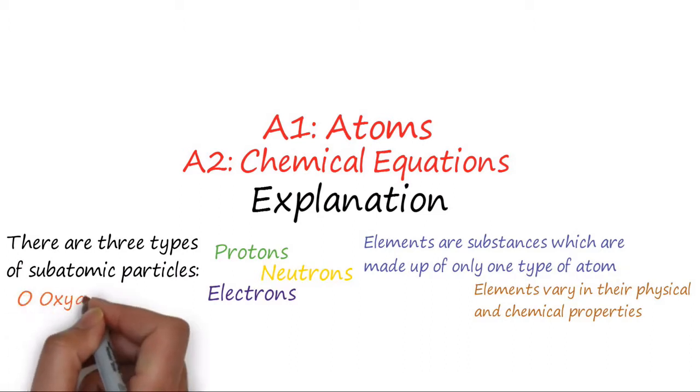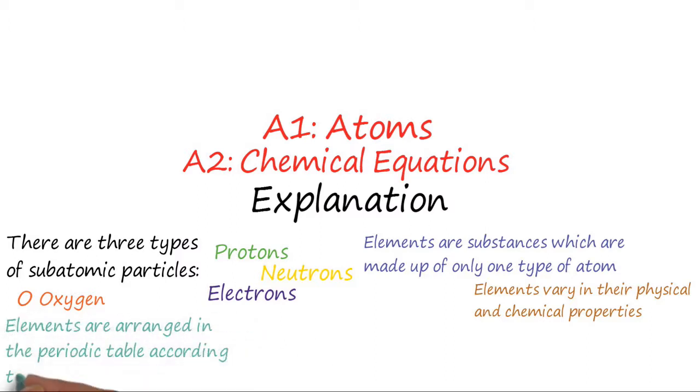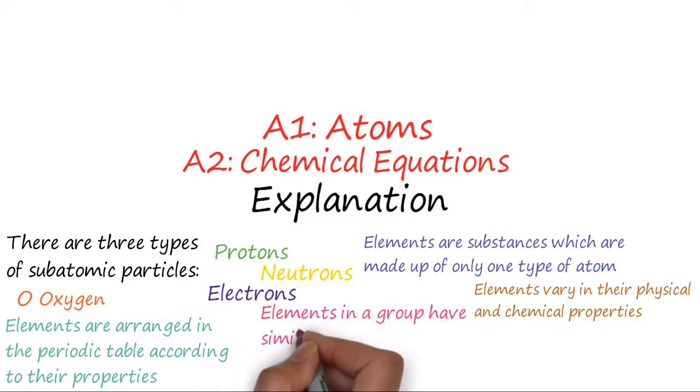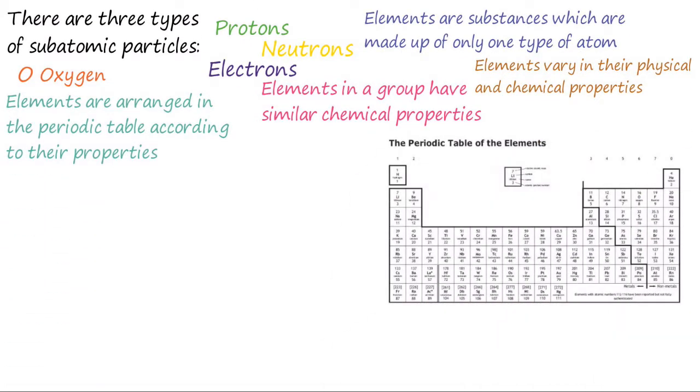All elements have names and are also represented by symbols, such as O for oxygen and Li for lithium. This means that although the names of the elements may change, the symbols will always stay the same. These symbols are used to represent atoms of the elements in the periodic table. Elements are arranged in the periodic table according to their properties. They are arranged in vertical columns called groups, with the elements in a group having similar chemical properties.